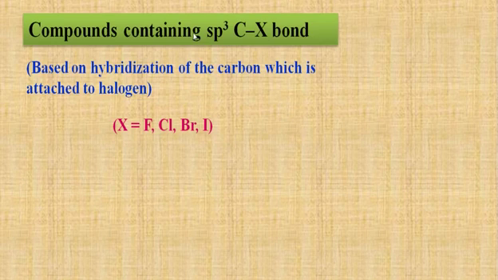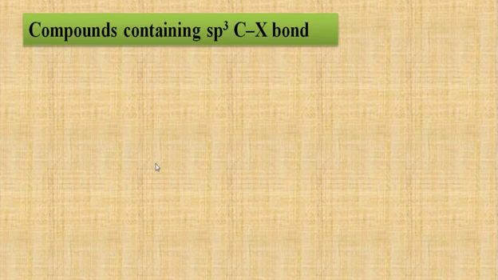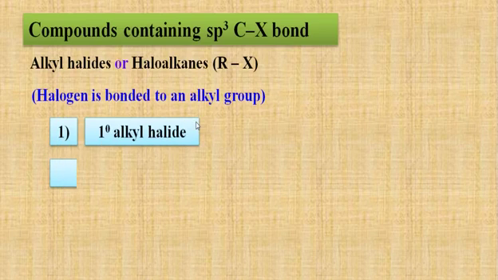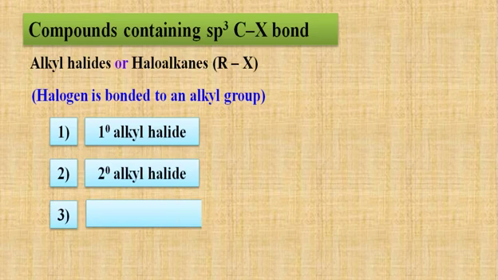Compounds containing sp3 hybridized carbon-halogen bond. So based on hybridization of the carbon which is attached to halogen, here halogen can be fluorine, chlorine, bromine or iodine. So first example is alkyl halide or haloalkanes. In case of haloalkanes, halogen atom is attached to sp3 hybridized carbon atom. For example, primary alkyl halide, secondary alkyl halide and tertiary alkyl halide.